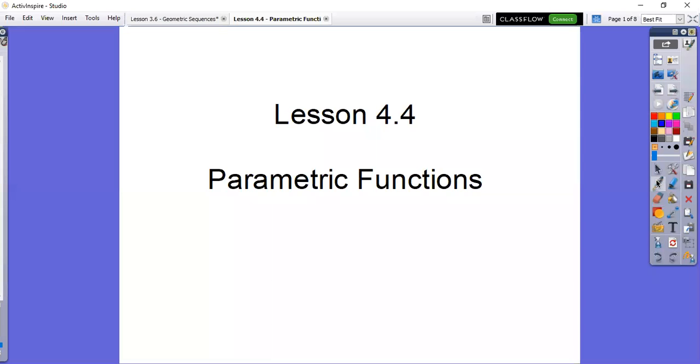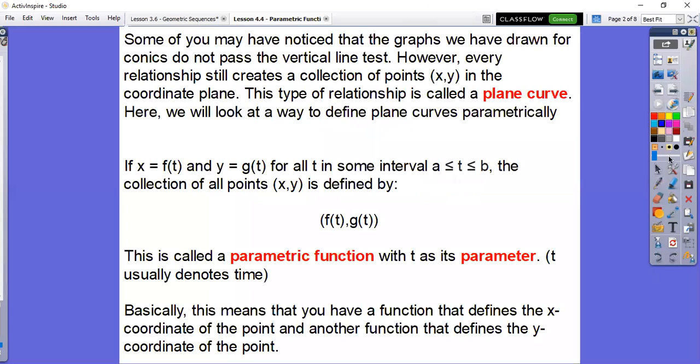Welcome back, everybody, to lesson 4.4 about parametric functions. This is going to be a new way for you guys to define a function in the coordinate plane. So let's get cooking and look at parametric functions.